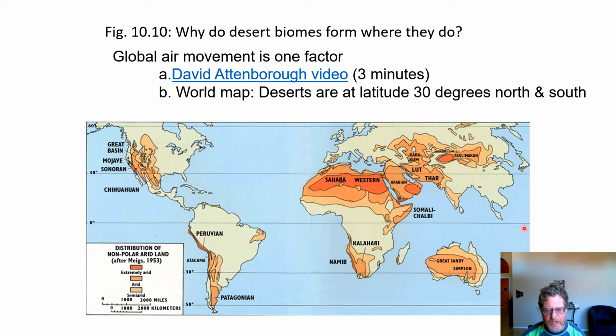And then as that air comes back down, it comes back down at 30 degrees north and 30 degrees south latitude. So a lot of the world's deserts wind up being at 30 degrees north latitude, like the Sonoran Desert, the Sahara Desert, so on, or Arabia, and 30 degrees south latitude, the deserts of Australia, the deserts of South Africa, and the deserts of South America. Okay, so a lot of it is just due to global air movement. And you can watch this video by David Attenborough, and he will talk about it.